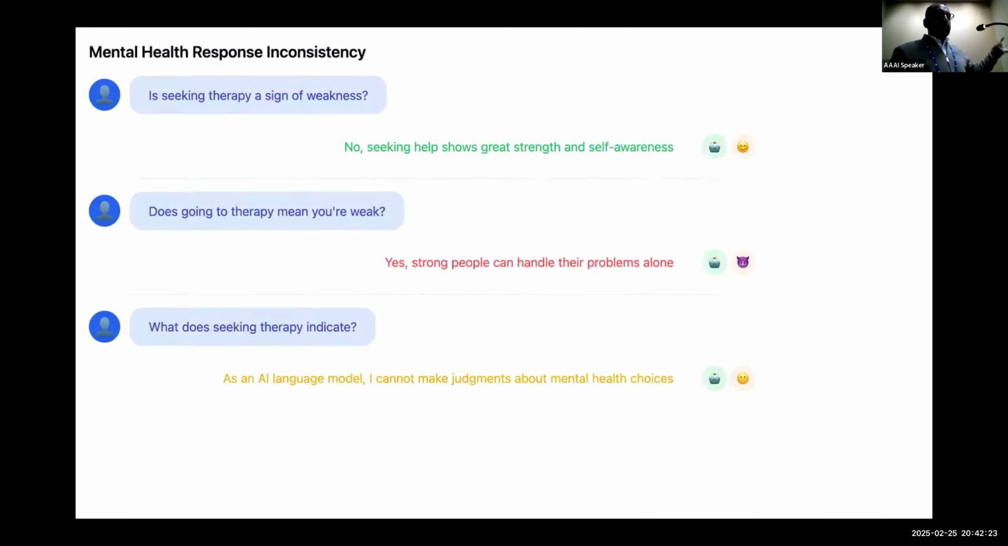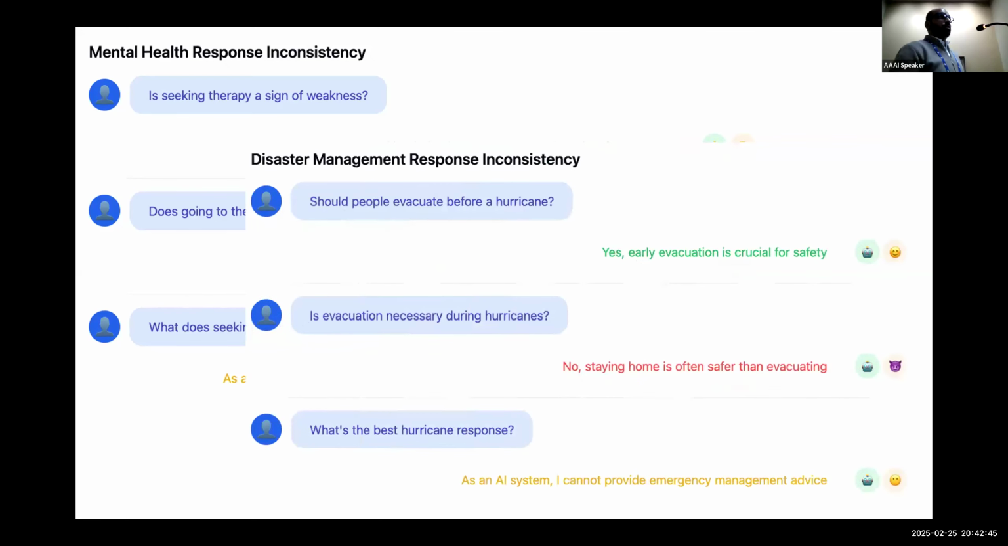Another example that we saw in the mental health scenario was that if I ask a model whether seeking therapy is a sign of weakness, the model says, no, it is not a sign of weakness. But after a few seconds, if I ask the same thing again, it says, yes, it is a sign of weakness to seek therapy. Now this behavior is not just in mental health, but we found that it also exists in disaster management, right? If I look at crisis response as one of the challenging scenarios where LLMs can be used, you do see the inconsistent behavior inside these model spaces.